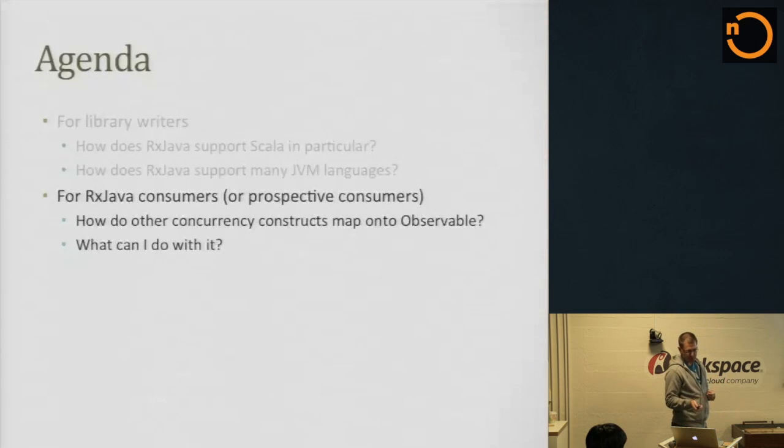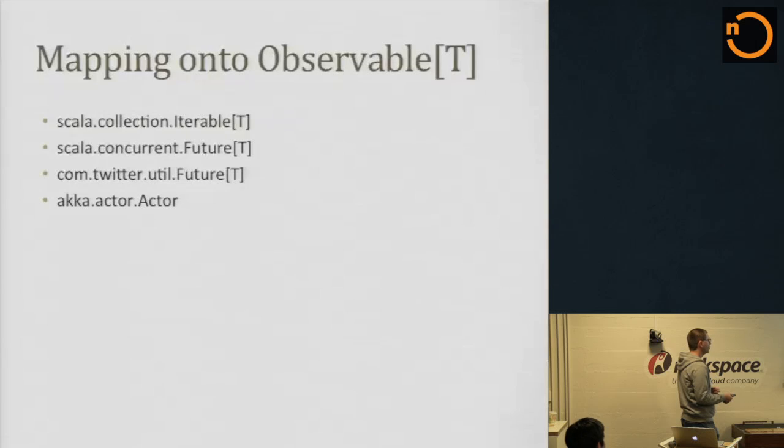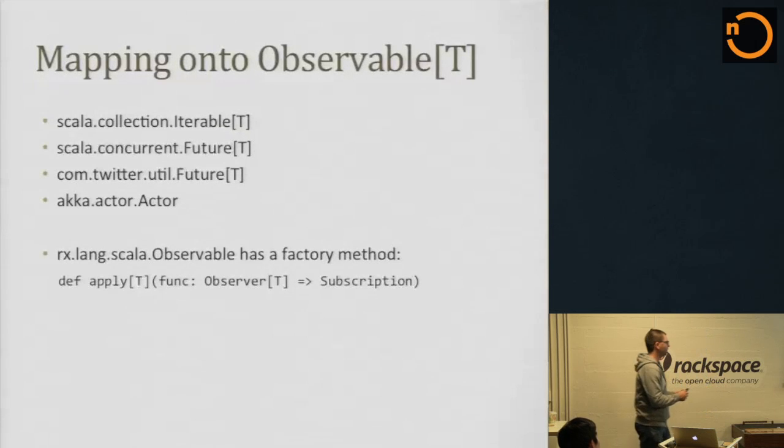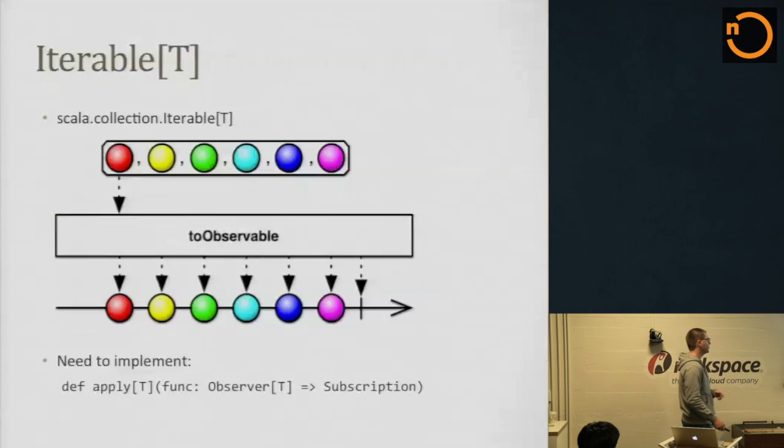So the easiest entry point is we're all familiar with some set of concurrency constructs. How do those map onto observable? So I'm going to show those straightforward implementations. So iterable, a Scala future, the Twitter util future, if you like Finagle, and actors. I think Ben mentioned this as well. The apply method takes a function that goes from observer to subscription. So in all these cases, we're going to provide a mapping between the class on top and a function on the bottom.